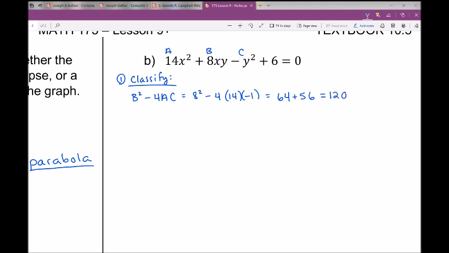Now, what's important here is not the fact that we got 120. What's important is 120 is positive. So 120 is greater than 0, which tells us that we have a hyperbola. So if you get a discriminant that is positive, your graph is a hyperbola. Okay? So now let's find the angle of rotation.